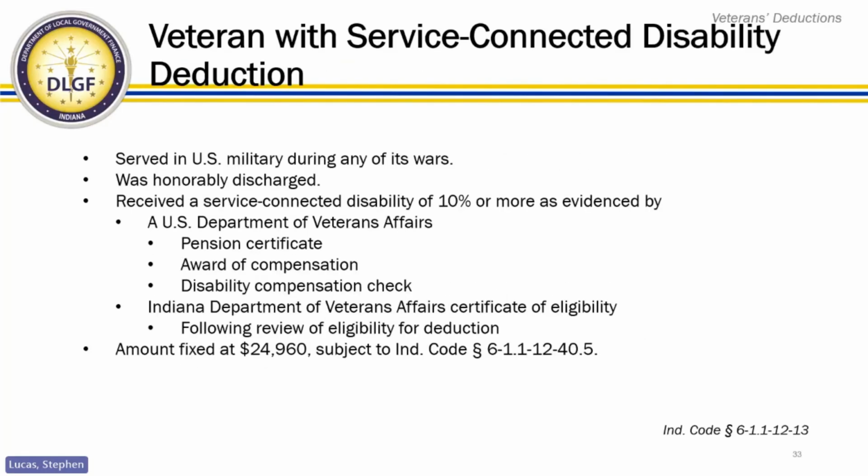So first, for the deduction available to veterans with a service-connected disability, the requirements for this benefit include serving in the U.S. military during any of its wars, being honorably discharged, and receiving a service-connected disability of 10% or more, as shown by the various documents from either the U.S. Department of Veterans Affairs that are listed or the Indiana Department of Veterans Affairs. This is a fixed amount deduction. The deduction amount is $24,960, and that amount, as I've alluded to previously, is subject to that limitation on personal property mobile homes.